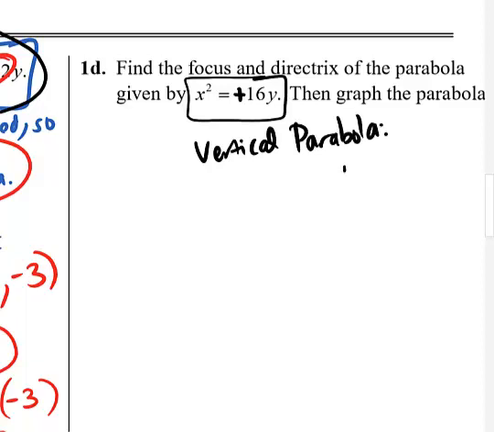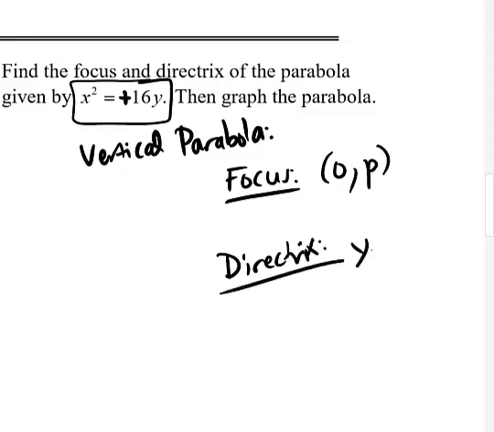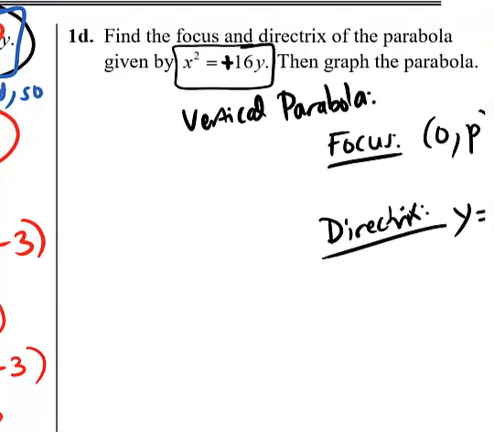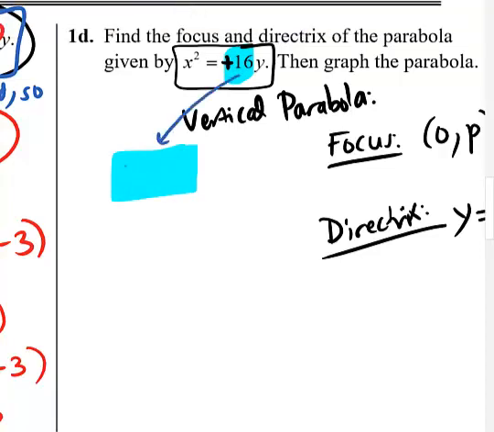That means that the focus is going to be 0 comma p, and the directrix will be the line y equals negative p. I just have to find p, but we've done that before. We set the coefficient of y, so 16, equal to 4p. And it's always 4p no matter if it's vertical or horizontal, if you notice.